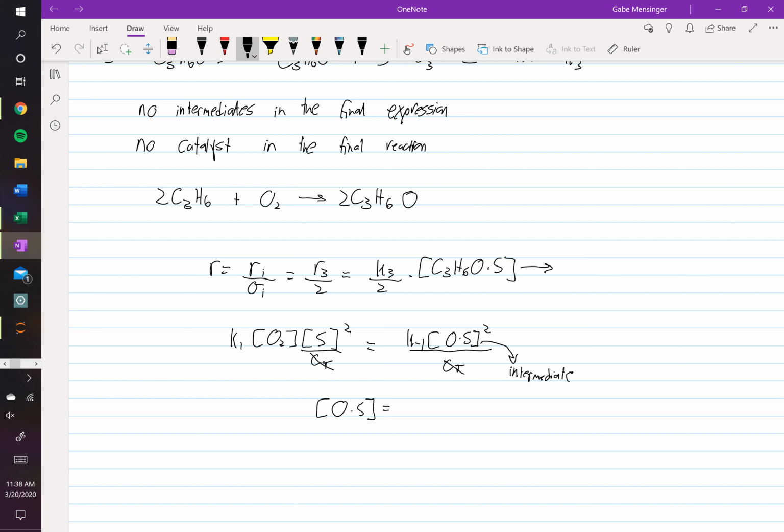There it is. We end up with concentration of S times the square root of capital K1 times O2. And that's just what we got from doing some algebra on that expression right there.